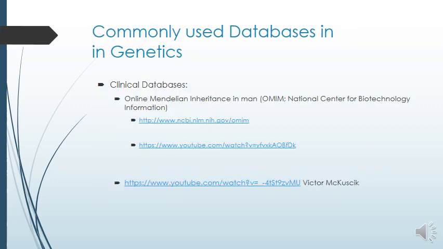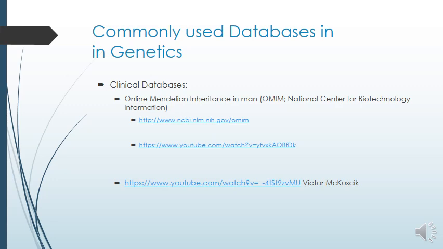If we look at the commonly used databases in genetics, we see that for clinical databases, the Online Mendelian Inheritance in Man, OMIM, which is put out by the National Center for Biotechnology Information, can be seen at the link provided, as well as a YouTube video on this specific database.